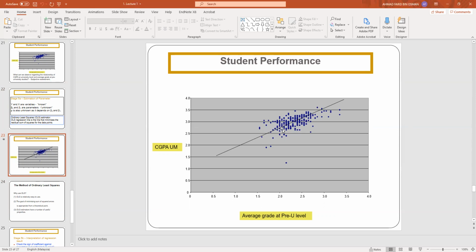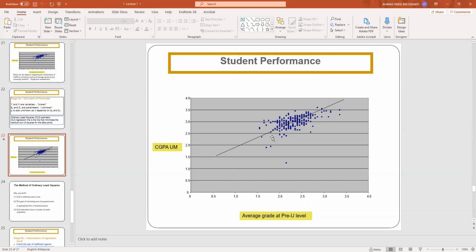We do not want the line that minimizes the sum of the errors, because the error can be positive or negative. If the actual value is higher than the predicted value, then the error is positive. But if the actual value is smaller than the predicted value, the error is negative. So if you simply take the sum of the errors, it is possible that the positive errors will cancel out the negative.